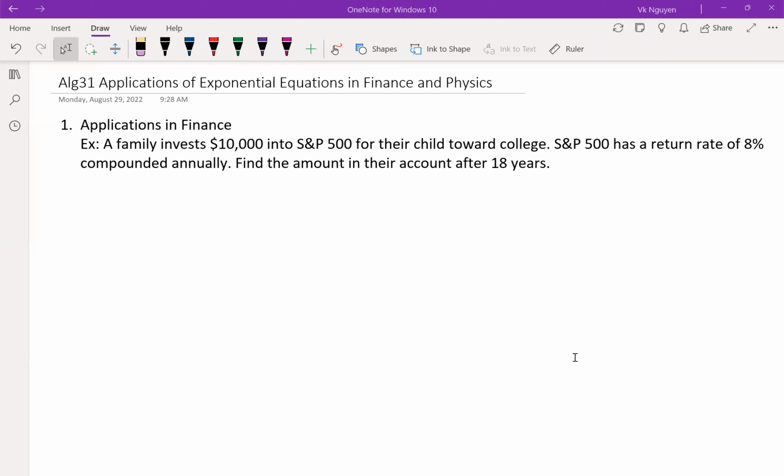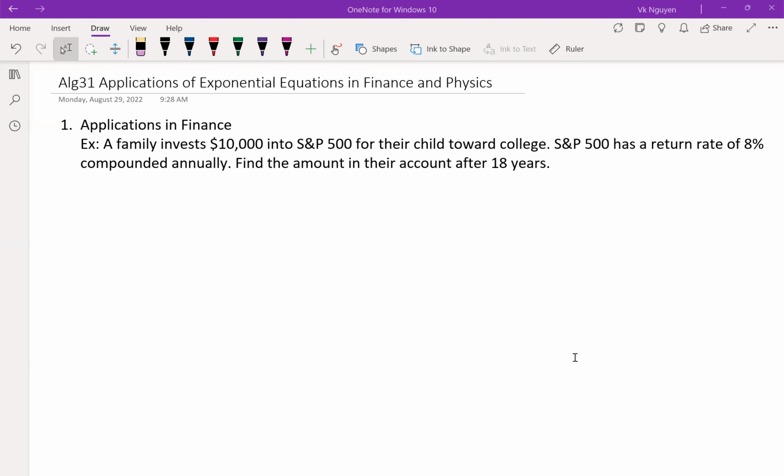Today we explore lesson 31 in algebra, applications of exponential equations in finance and physics. 1. Applications in finance. A family invests $10,000 into the S&P 500 for their child toward college. The S&P 500 has a return rate of 8% compounded annually. Find the amount in their account after 18 years.